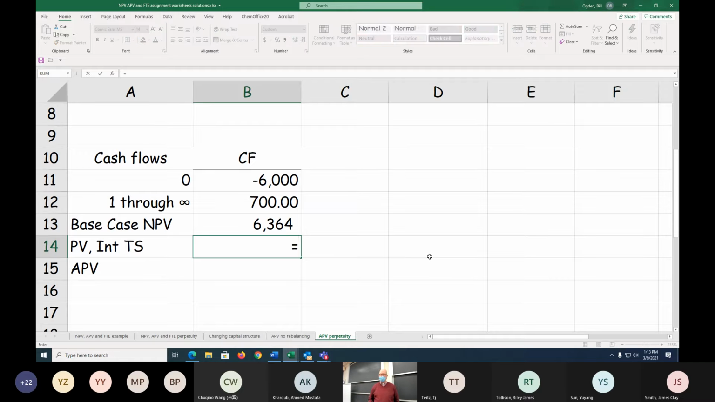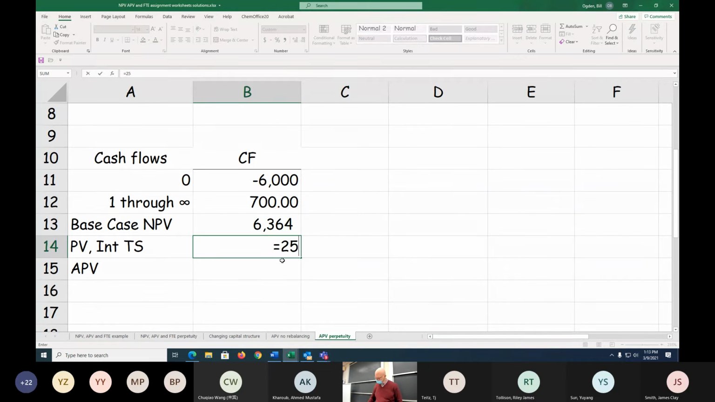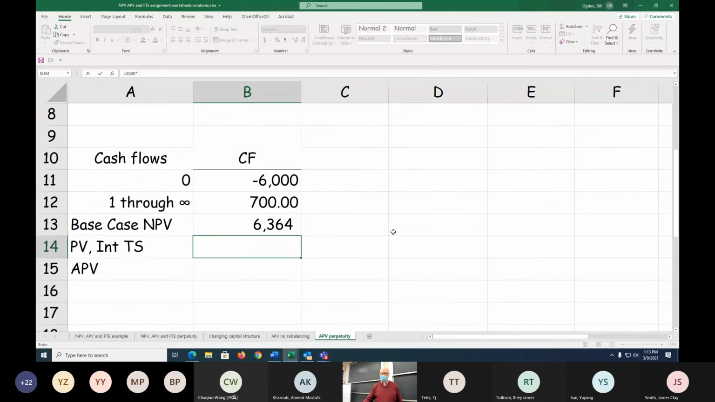So I'm going to say equals. First of all, we need the interest. So we have borrowed what, 2,500? Perpetual debt stays the same every year. What's the interest rate? This is where I'm going to gamble. It's still 8, okay, so there you go. 8%. So what's that? Now I have interest. What do I want? I want interest tax shield. So times 21%. And now what do I have? I have interest tax shield.